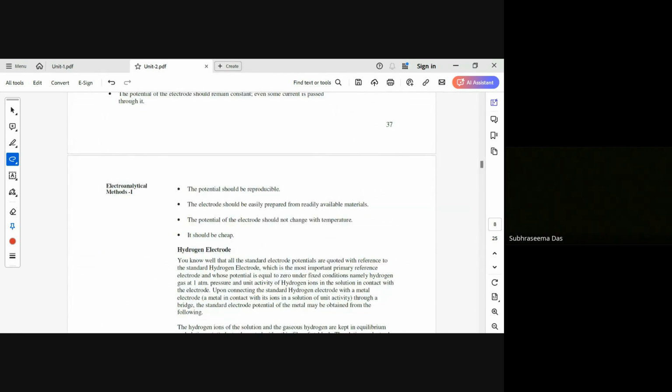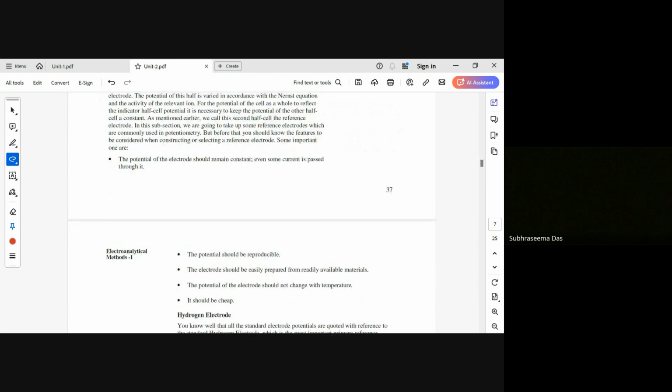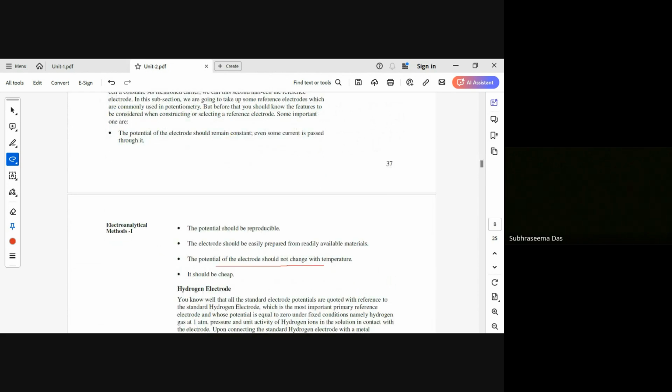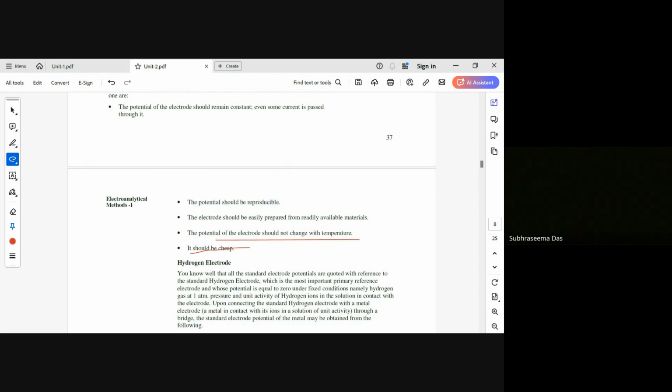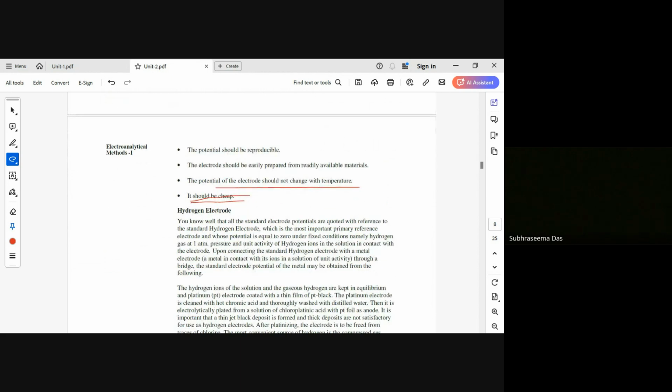The potential should be reproducible. The electrode should be easily prepared from readily available materials, like it should be economic in nature. The potential of the electrode should not change with temperature. So one of the major factors of designing a reference electrode is that the potential should not change with temperature. Any material whose potential changes with temperature is not fit for a reference electrode. And the last point is, it should be cheap, that is, economic in nature. So while designing a reference electrode, these factors need to be considered.